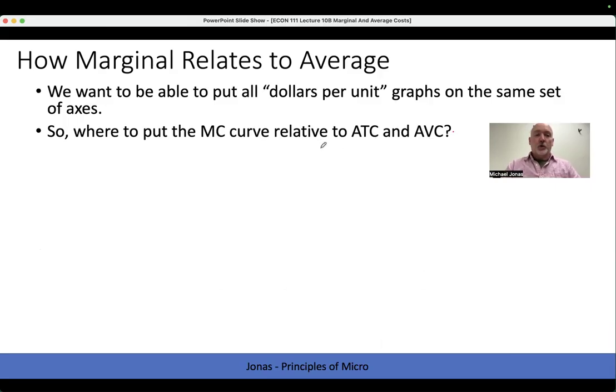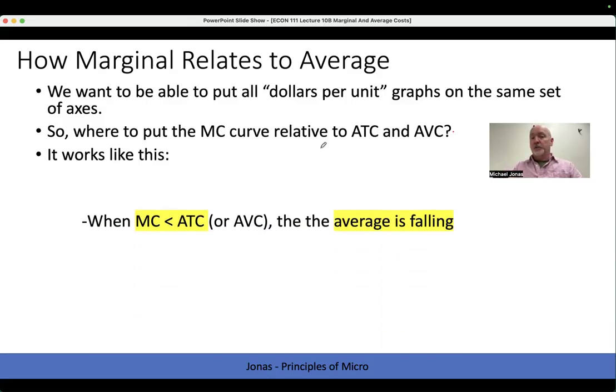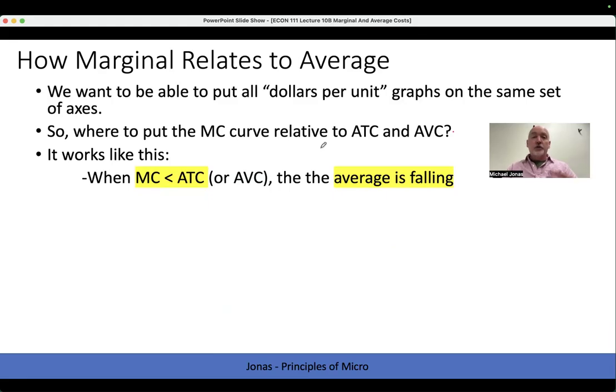Okay. So where do we put our marginal relative to the averages? And there's a very sensible relationship among these things. If we remember that the marginal is measuring the cost of that one extra unit that's being added to the average that we've already calculated, right? So a simple rule of thumb is that if the new unit that you're producing has a cost lower than the average, it's going to bring the average down. So when the marginal is below the average, you're going to see that average sloping downward.